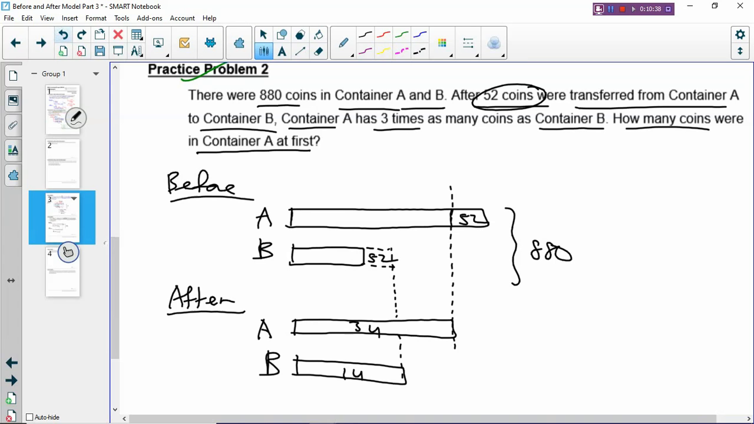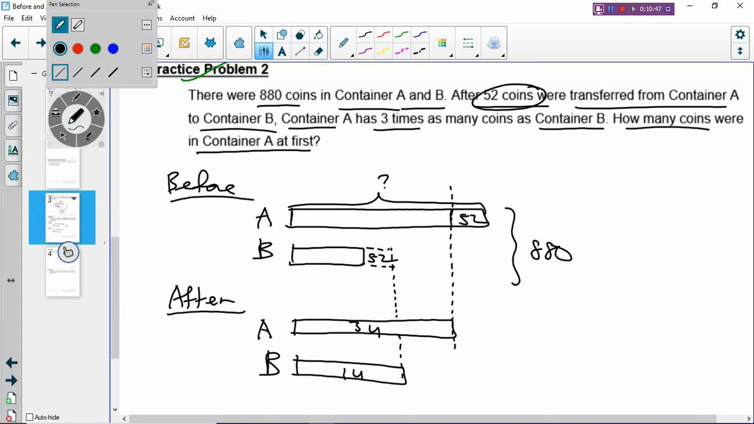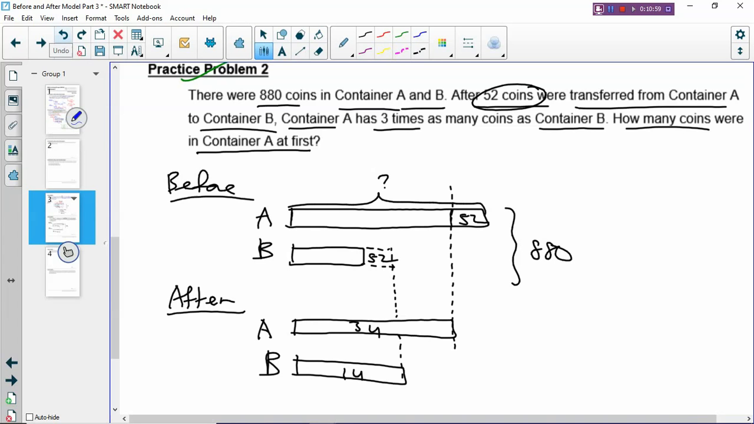Okay, so how many coins were there in container A at first? And your question mark is over here, and you are done. So your model is done already. So in this model drawing, what did we do? We separate the model. But can we put them together as one? Also, we can. But when you put them together as one, then it might be a little bit harder to see what you are drawing. When you separate them, it'll be a bit clearer, but you have to draw more things.